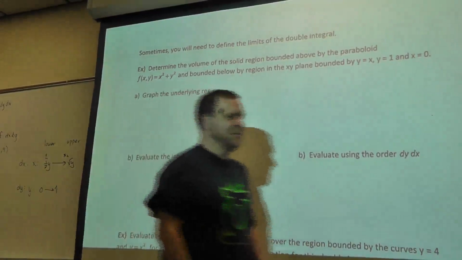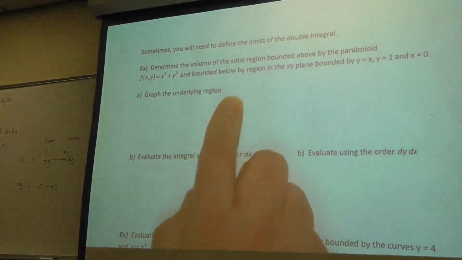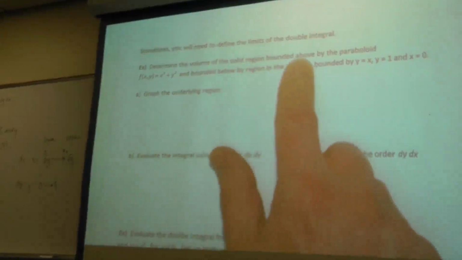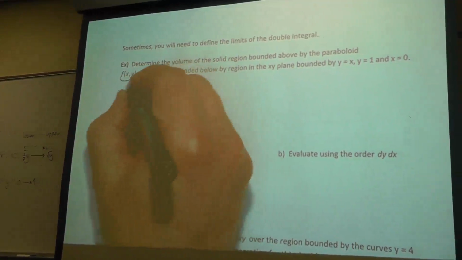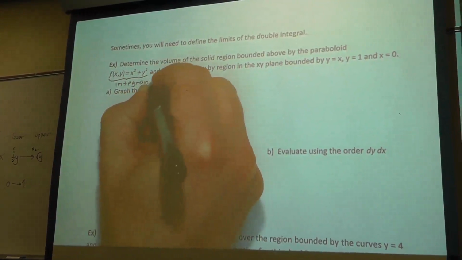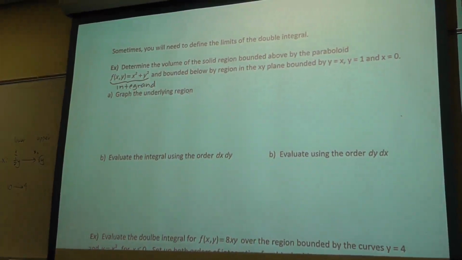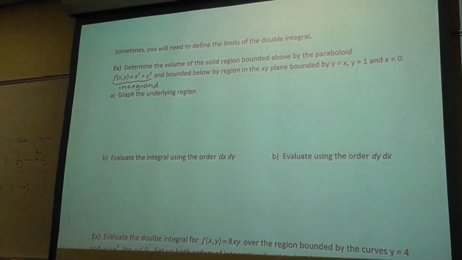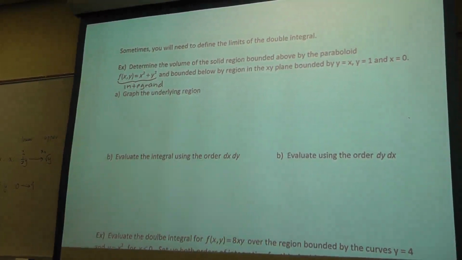So I want to determine the volume of the solid region bounded above by the paraboloid. In other words, this is our integrand. Is that a vocabulary word each of you know? Integrand means it's the function you're integrating. So that's what's going to go inside of our double integral once we get its limits set up.